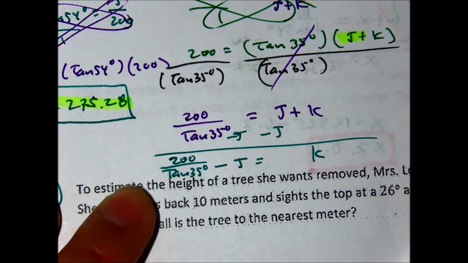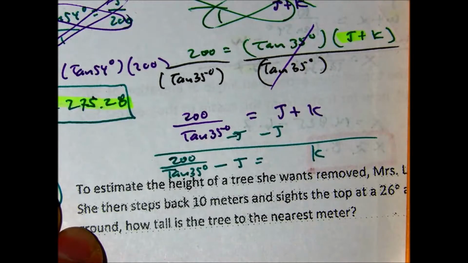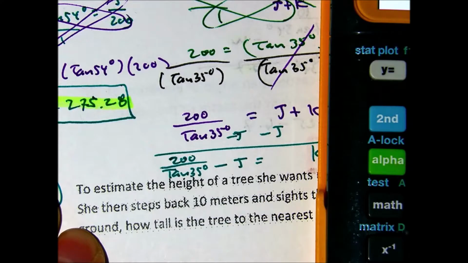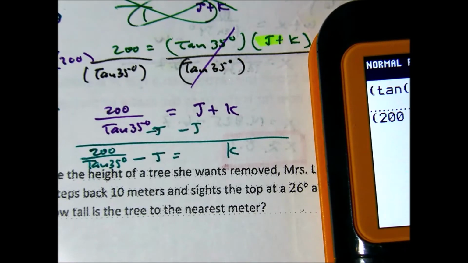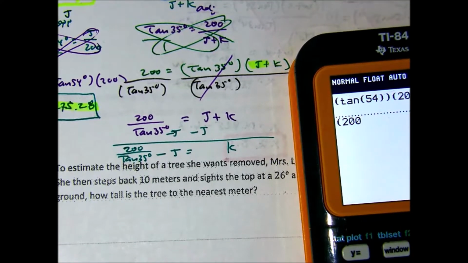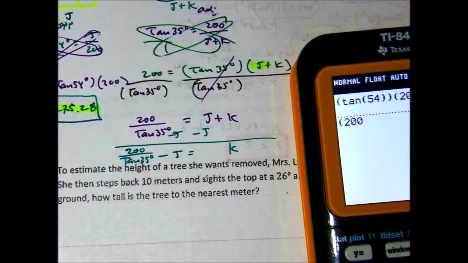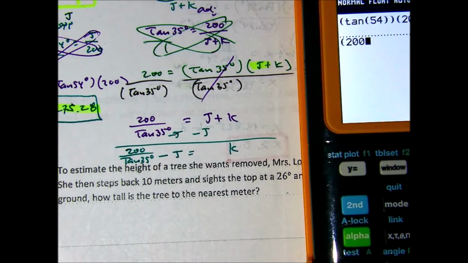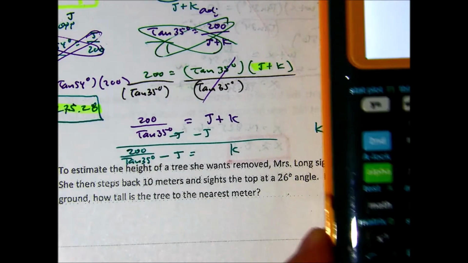So let's do that. Tangent... Well, that's fine. 200 divided by, use an extra set of parentheses. Correct. Alright, I'll go back and I could have just made it L. That probably would have been easier, huh?